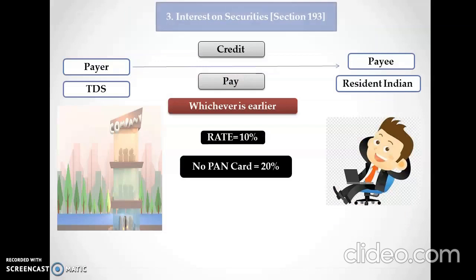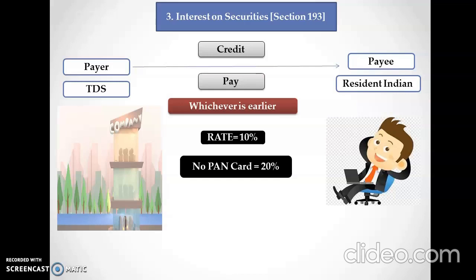Now, third type of income is interest on securities covered under section 193. Obviously, these are securities issued by companies, so the company is the payer here, and the company is liable to deduct TDS. The payer is paying some interest on securities to a resident Indian. When he is paying, either he credits or he pays, whichever is earlier.